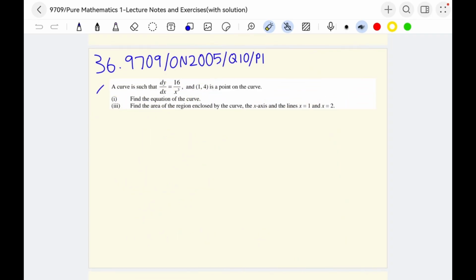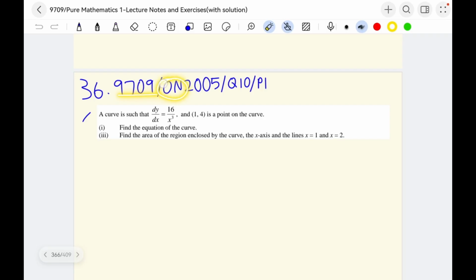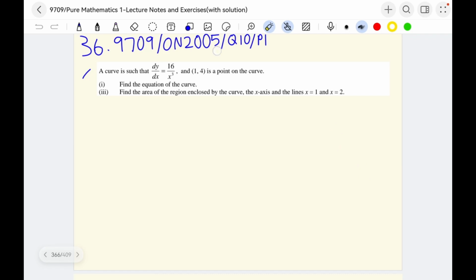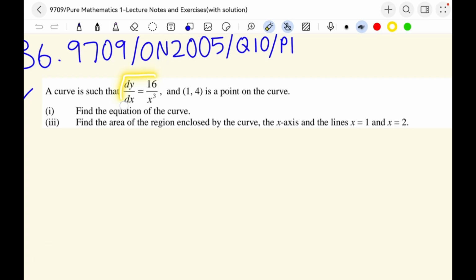Alright, let's move on to the next question, which is question 36. This question is also a past year question from 9709, October/November 2005, Question 10 from Paper 1. Okay, this paper is quite early. A curve is such that dy/dx is equal to 16 over x cubed. So this is the gradient function for sure. And (1, 4) is a point on the curve, which means the point meets the curve. This is called the boundary. This is called the gradient of the tangent.